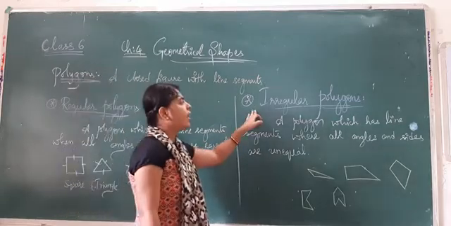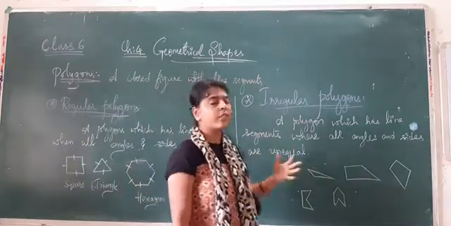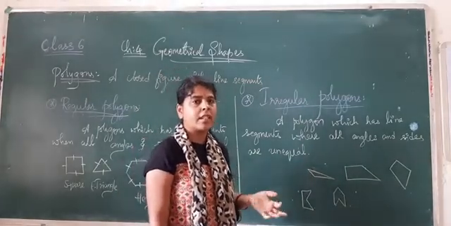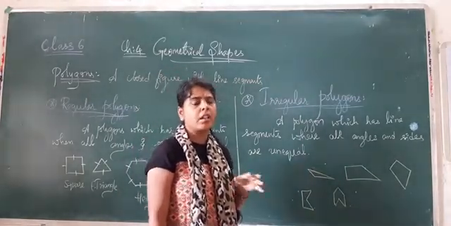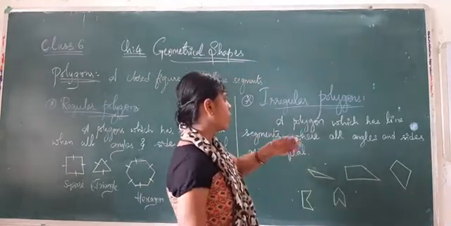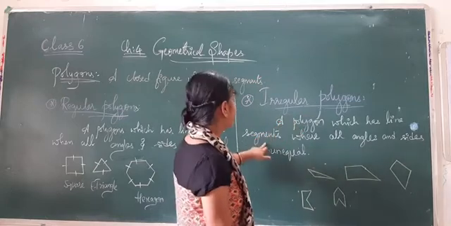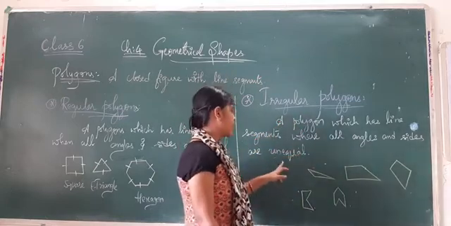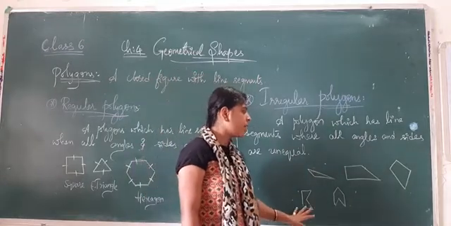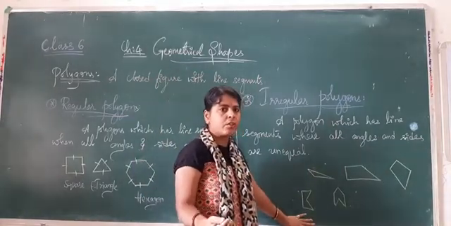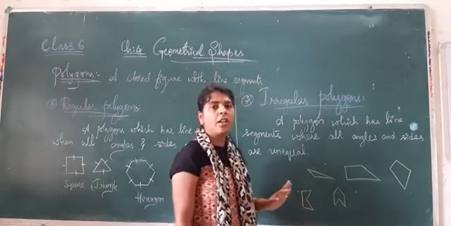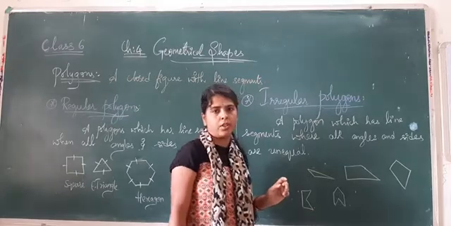And irregular polygons means a polygon which does not have all sides equal, meaning the sides are unequal. However you use line segments to draw a closed figure, if the sides are not equal, it is irregular. A polygon made of line segments where all angles and sides are unequal. So these are the diagrams you can see here as examples. These are called polygons because they are closed and made up of line segments, but they are not regular, they are irregular polygons.